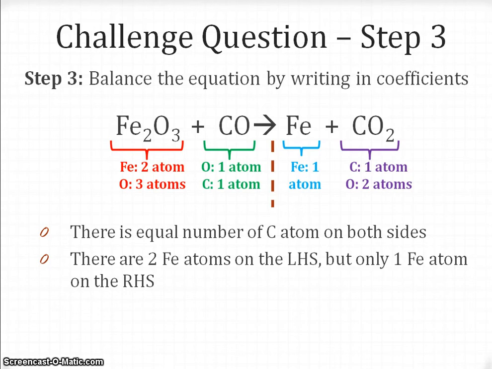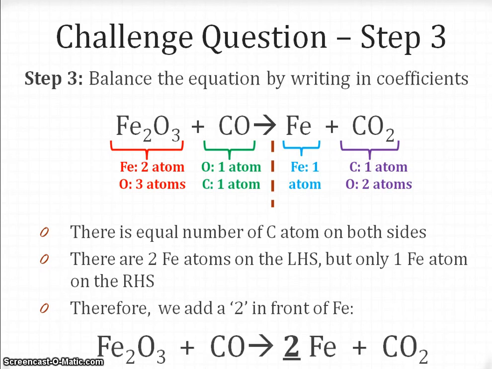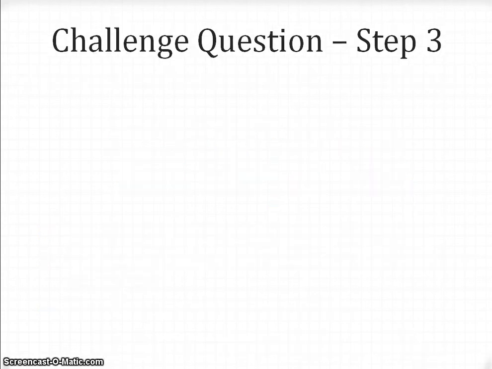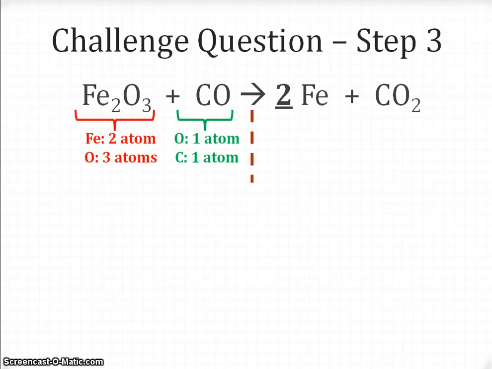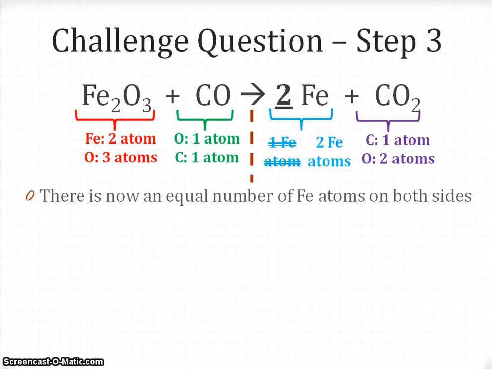There are 2 iron atoms on the left-hand side, but only 1 iron atom on the right-hand side. Therefore, we should add a 2 in front of iron, and this is the equation that we will get at this point. Now, after adding the coefficient of iron, there is an equal number of iron atoms on both sides of the equation. So, iron is now balanced, and we move on to oxygen.